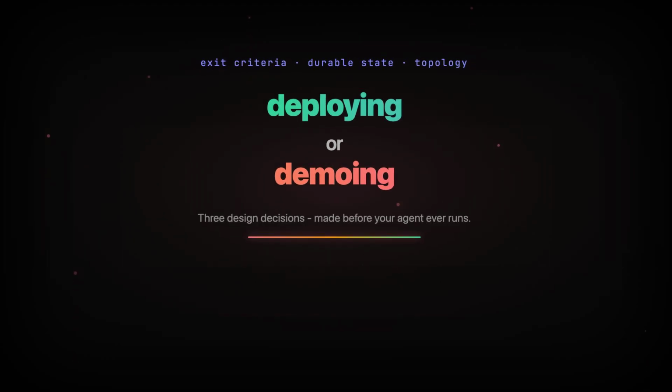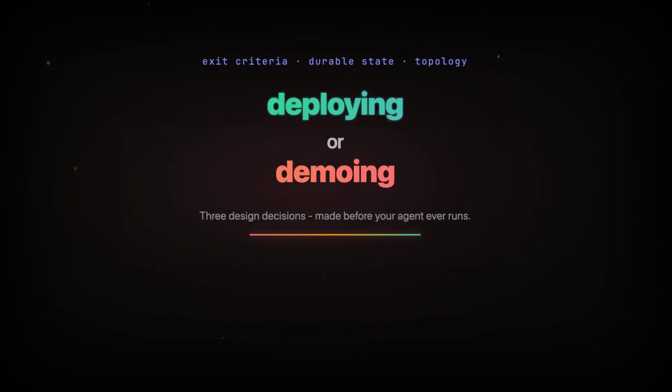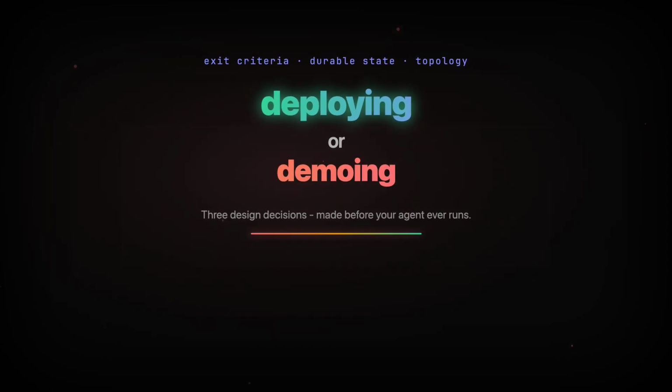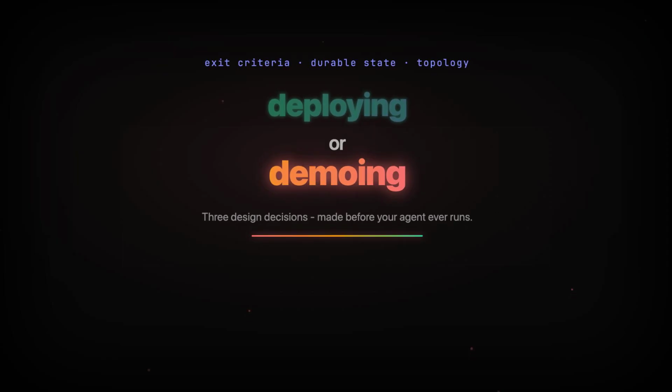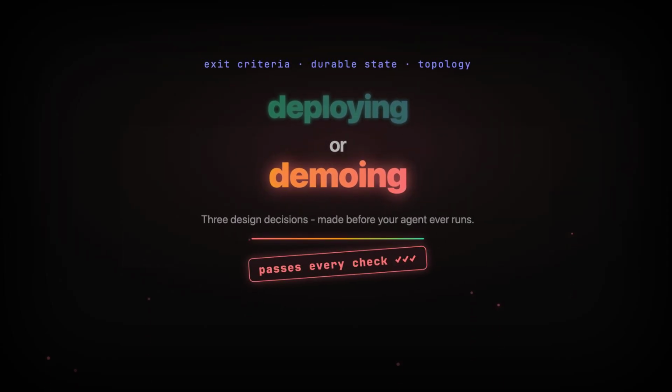3 design decisions you make before your agent ever runs. Get them right, you get a loop you actually can ship. Get them wrong, you get a loop that quietly destroys something important and passes every check you put in front of it. Let's get into it.